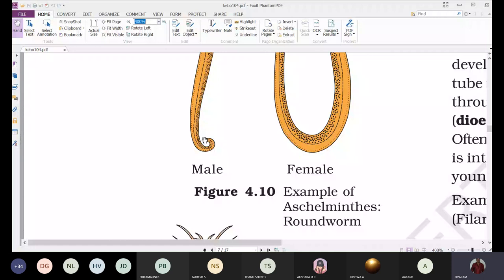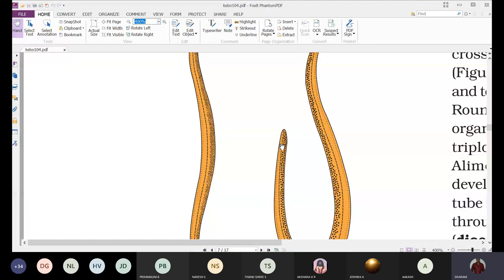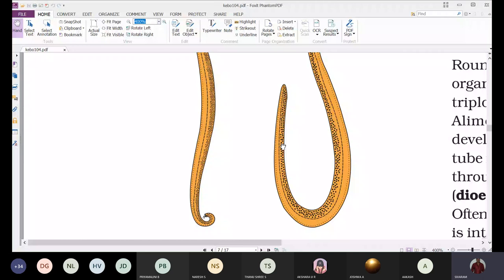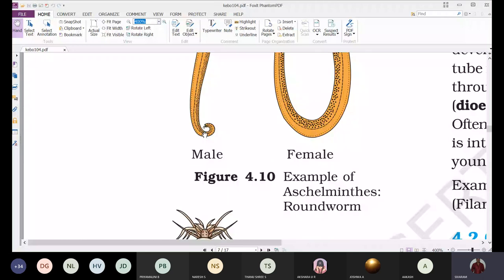And next, the second one: we can observe the posterior tail. The posterior tail of the male is curved, whereas the female is straight. And next, the third one. When you observe here, we can find two thread-like structures at the tip of the posterior tail. These are called penial setae.